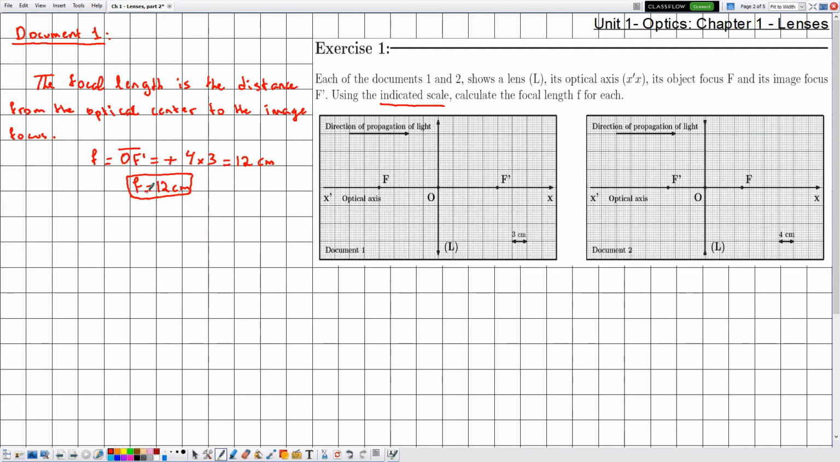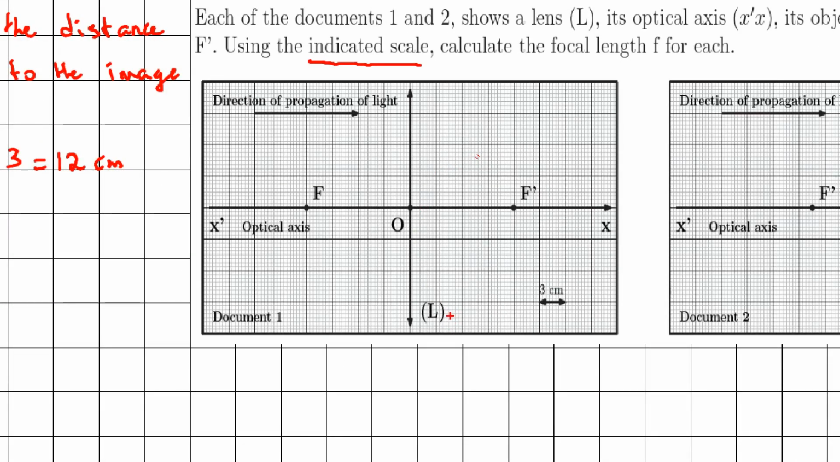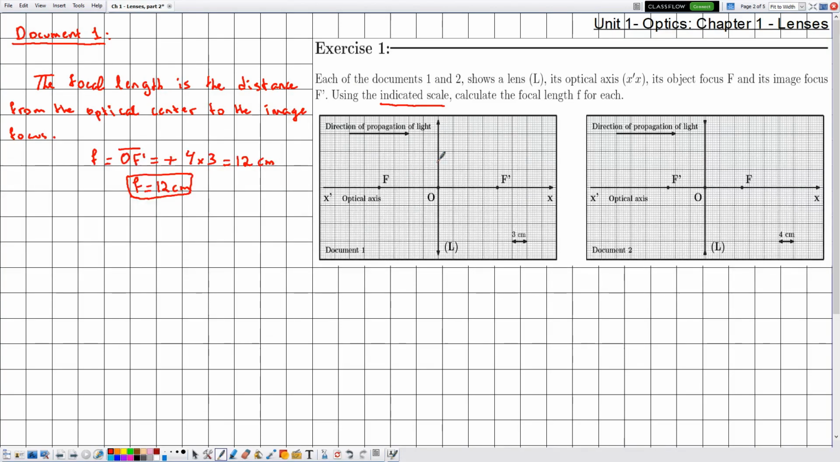So notice that here the focal length is positive, and the lens that I'm using, from its symbol, is a converging lens, which verifies that the lens L is a converging lens, because we know that for a converging lens the focal length is always positive.